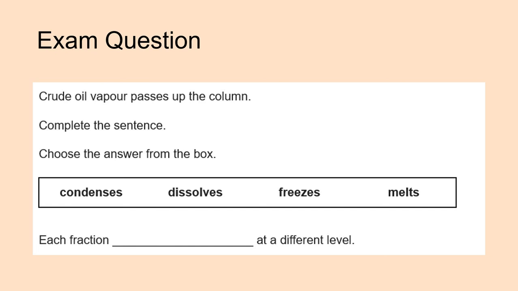Okay, so we know that the crude oil enters the distillation column as a vapour, which means it's a gas. The vapours rise up the column and it gets cooler. Therefore, each fraction will condense at a different level. So the word that we wanted was condenses, and this is where it goes from a gas to a liquid as it gets cooler and reaches its boiling point. Remember, boiling points are the points at which something boils, and the same point where something condenses.